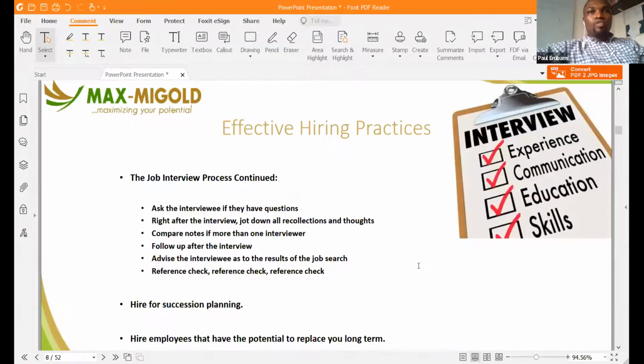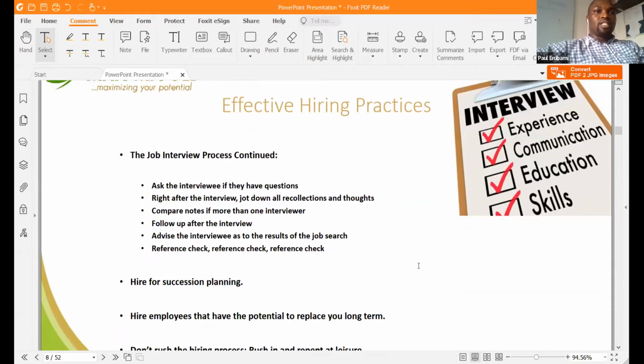So moving forward, still on effective hiring practice, the job interview process.